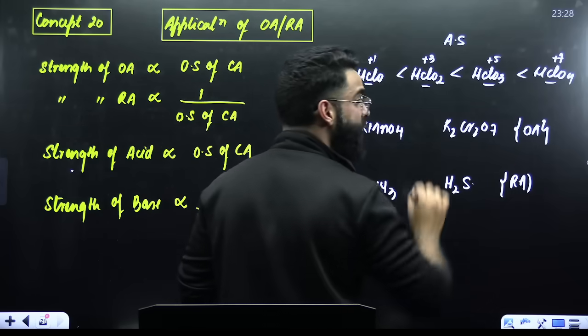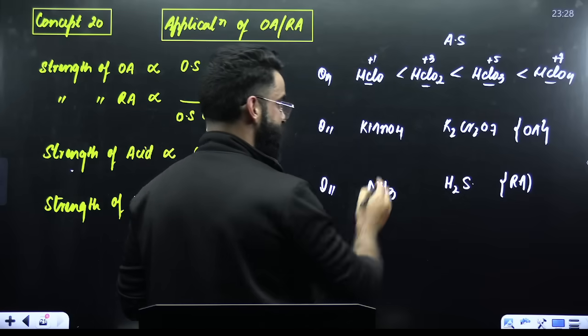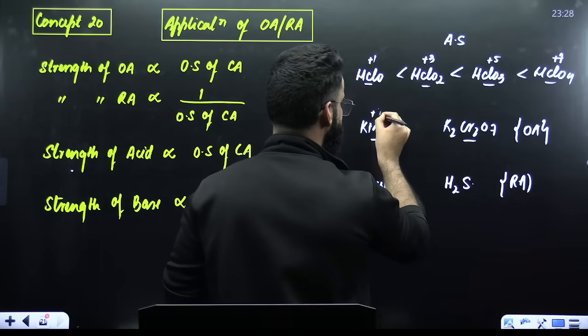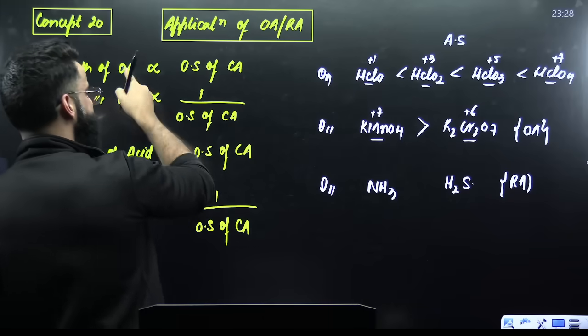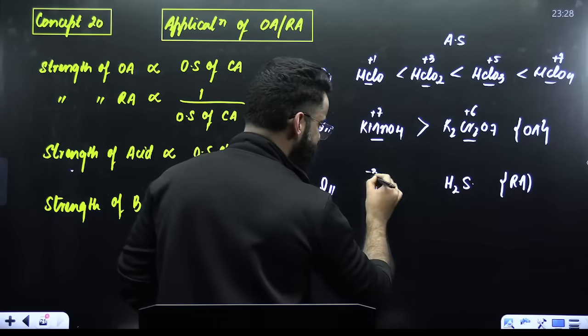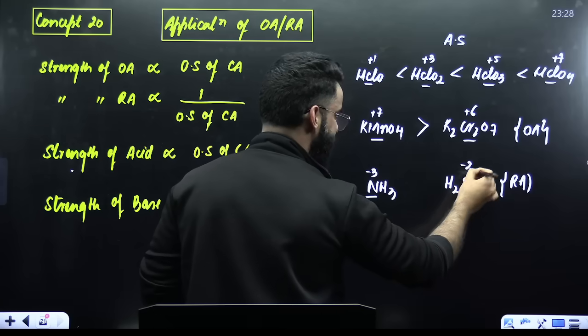Here you have to give the order of oxidizing agent. Which one is strong oxidizing agent? Calculate the oxidation state of central atom. So this is +7, this is +6. More the oxidation state on the central atom, stronger is the oxidizing agent. Oxidation state of nitrogen here is -3, here sulfur is -2, right?